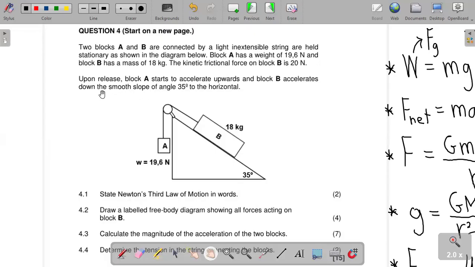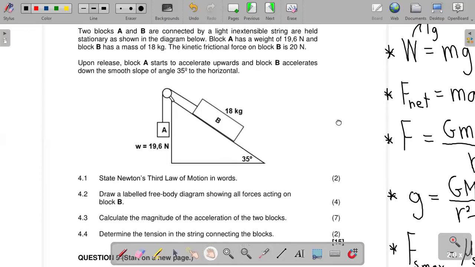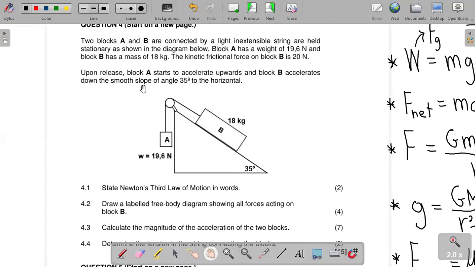They say the smooth slope. I think this is a mistake, because they say the kinetic frictional force on block B is 20 newtons, so there is frictional force. It's not a smooth slope, but I think that's a typing error, because it cannot be a smooth slope if there is kinetic frictional force on block B.